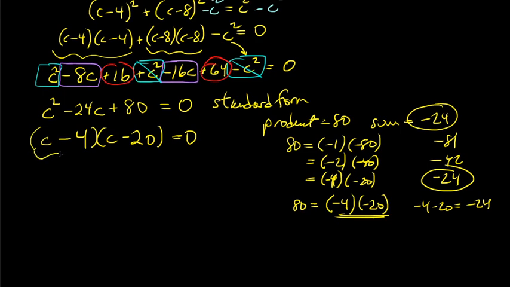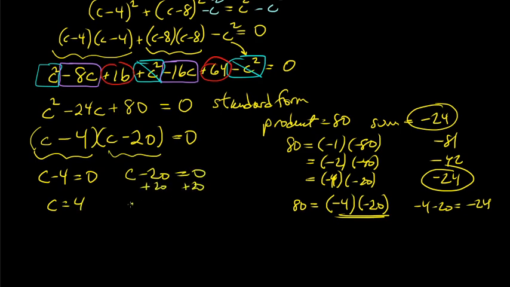All right, now let's just set them equal to 0. If C minus 4 is 0, then C has to be equal to 4. The other possibility is C minus 20 equals 0. So when you add 20 to both sides, you get C is equal to 20. Now notice they're both positive, so it's not like we can cross off anything yet.